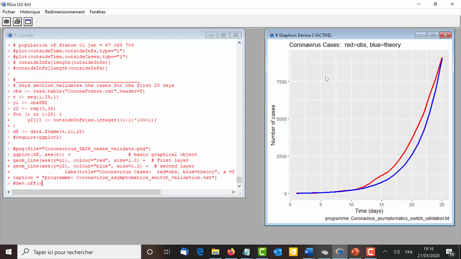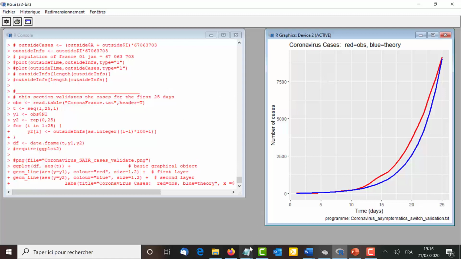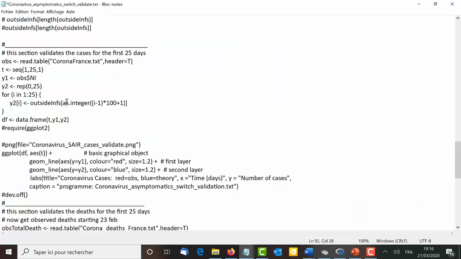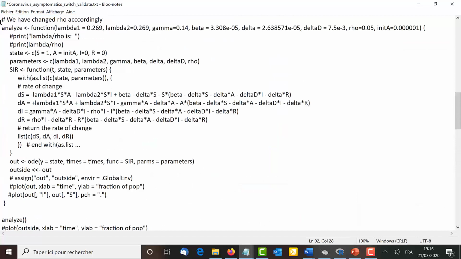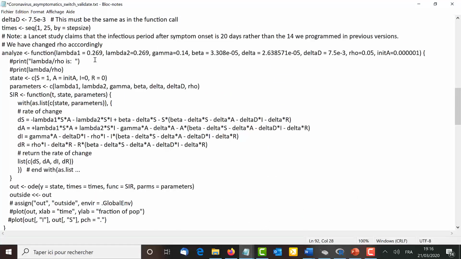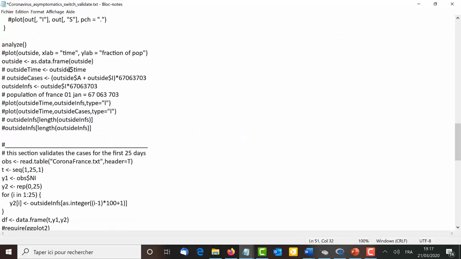So for simply the number of cases, let me go back to the program here, using the values in my parameters here, 0.269, 0.269. Remember from yesterday it was 0.285, and I'm adjusting this so that with all the parameters initially set, we can reproduce the growth curve of the disease. And now I have to select my delta for death to match the number of deaths observed in the population.